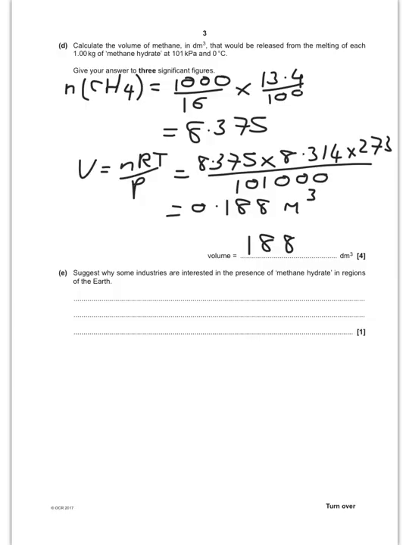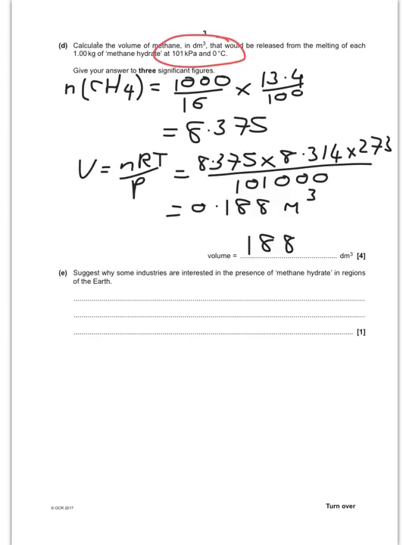Okay, so it now wants me to calculate the volume of methane in decimeters cubed released from the melting of 1 kilogram of methane hydrate. And you notice we are under non-standard conditions now, so we have to use the ideal gas equation. So first of all, let's find the number of moles of methane. Relatively straightforward to begin with.